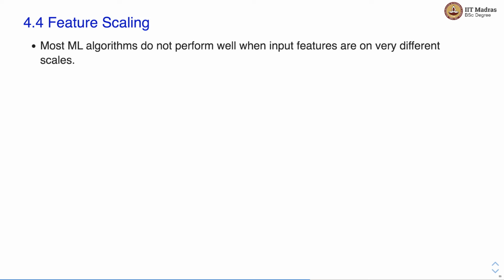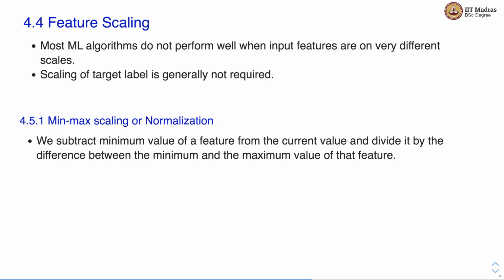So it is often observed that different features that are used for representing examples are at different scales, and most of the machine learning algorithms do not perform well when input features are on different scales. Scaling of the target label is generally not required. We generally do scaling only on the features. There are a variety of scaling approaches that can be used.